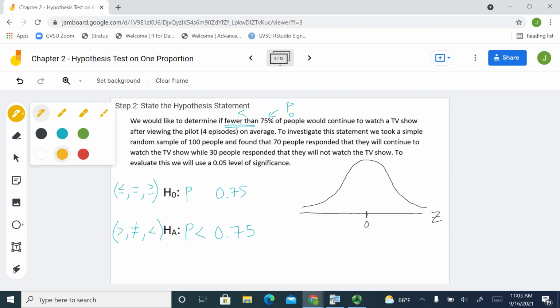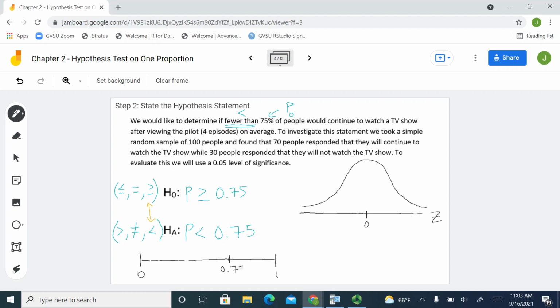Now, when I teach hypothesis testing the first time through, I always like to use the complement rule because I think it's easier for students to understand. So since we're using the less than sign in H sub A, we're going to use the complement pair, which is the greater than or equal to sign in H sub 0. Now, if you stop and think about this, again, this is just a visual representation of what's going on with the hypothesis statement. Our population proportion can only be between 0 and 1. It can't be any smaller than 0 or any larger than 1. And our hypothesized value is 0.75. And if you think about these statements, we can look at H sub 0, and H sub 0 is really saying the population proportion could be 0.75 or it could be larger.